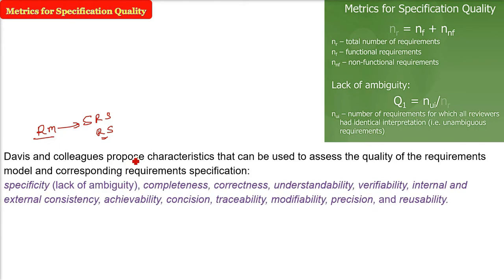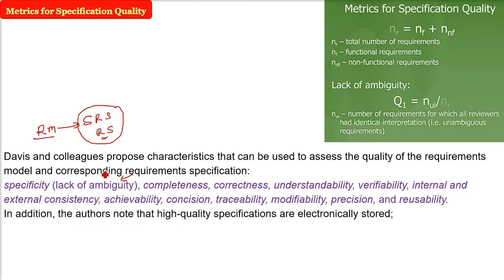For example, for this SRS, what degree of all these characteristics does it have? Specificity, lack of ambiguity, whether it is complete or not, correctness, understandability, verifiability, internal and external consistency of the document, the achievability, whether we can achieve these requirements or not, concision, the traceability, the modifiability. Traceability is that when you complete the project, can you trace back? Modifiability, can you change? Precision, how accurate and precise it is. Reusability.